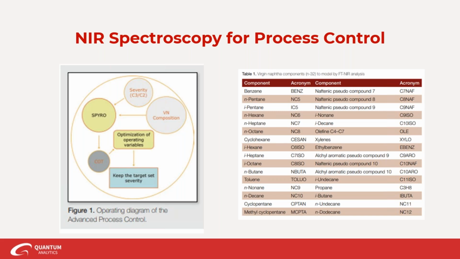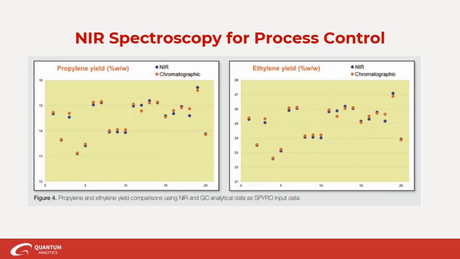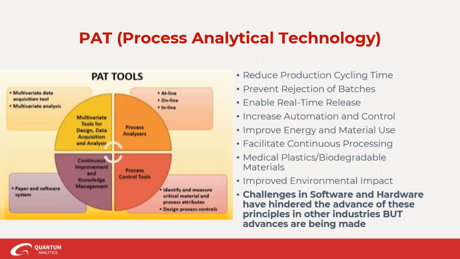So there's a lot of components here, and you'd have to use GC to determine this, and that's just impractical for real-time monitoring of multiple components. So what they're doing is they're predicting the composition from the near-infrared spectra, using that as input data for the Spiro software. And then the most important output parameter is this COT, which is the cracking output temperature. So they determine that, and then from there, the advanced process control system can optimize the different plant operating variables. And as you see here, the near-infrared and the chromatography are both in very good agreement. This is for the propylene yield and the ethylene yield.